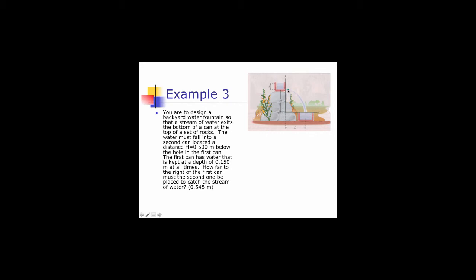So once we find the velocity of the water coming out here, what we have is a horizontal projectile motion problem. We have the height, H, which is 0.5 meters. We can find out how long the water is in the air, and then we can find out, based on the time and this initial component of velocity, how far we need to put the second can to catch the water.